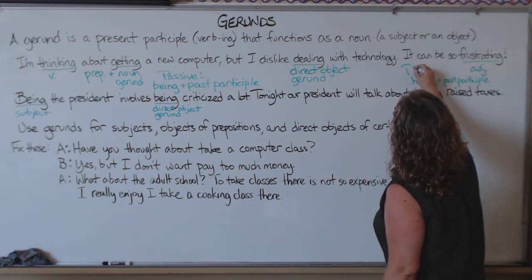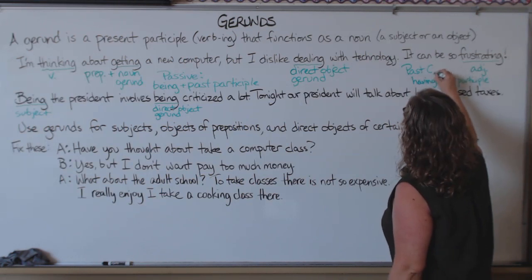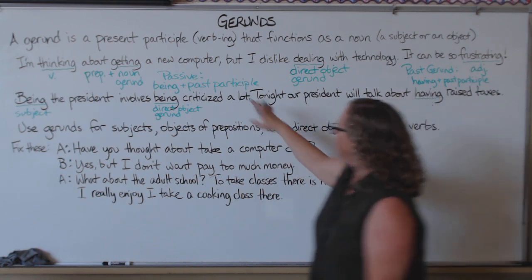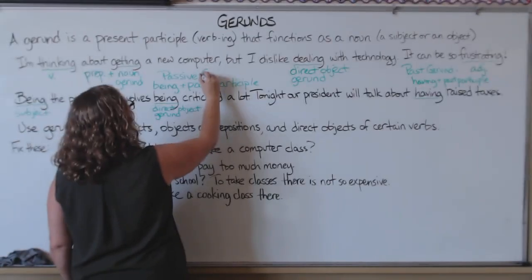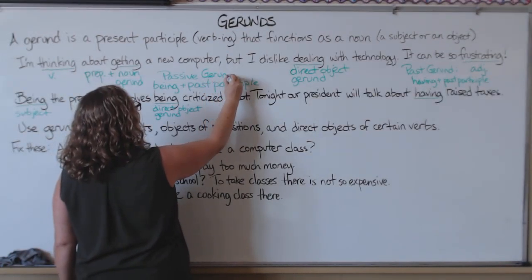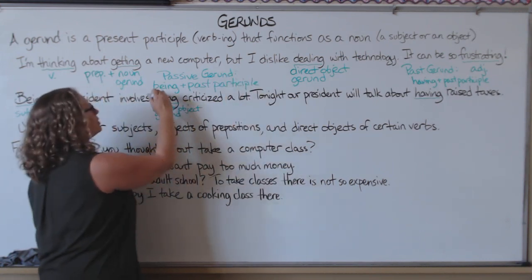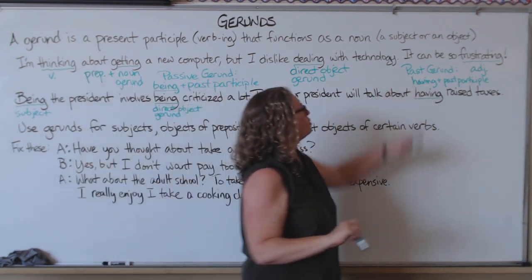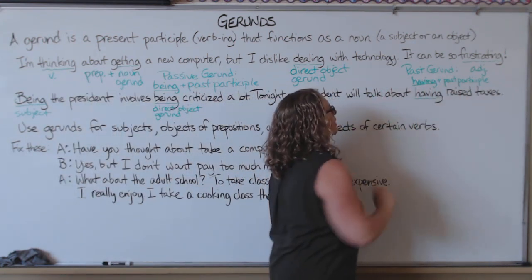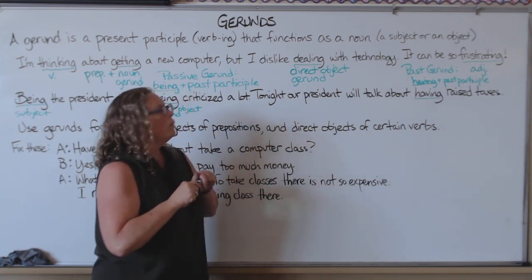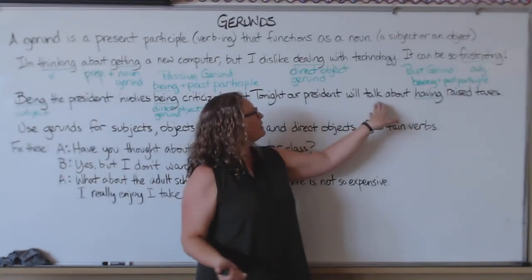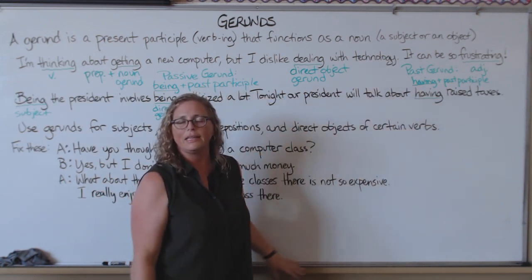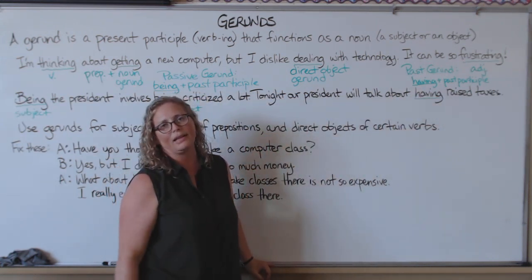So this is a past gerund. So we should put gerund here. So this is a passive gerund, which means that you're receiving it. And that uses the verb being plus a past participle. This is the past gerund. It uses the verb having plus a past participle. What does this mean? This means that the president will talk about something he already did. He will talk about having raised taxes.